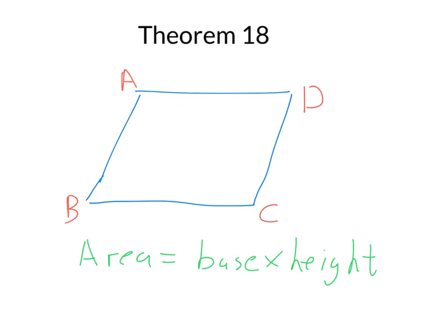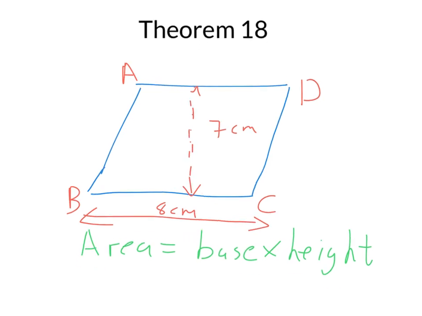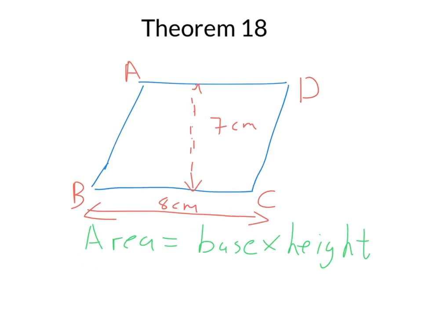So I'll show you an example of that now. If we have a parallelogram here, ABCD, and the base has a total length of 8 centimeters, and the perpendicular height up along here is 7 centimeters from the top to the bottom, then in order to calculate the area, we just multiply the base by the height. So in this case, the base is 8, the height is 7. So our total answer is 56, and our unit, of course, for area is going to be squared, so centimeters squared.